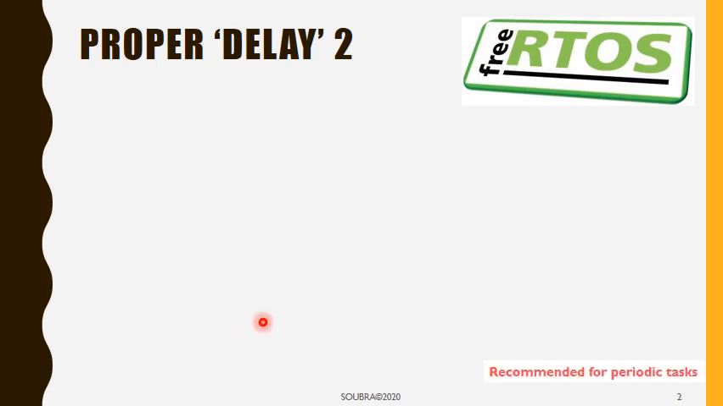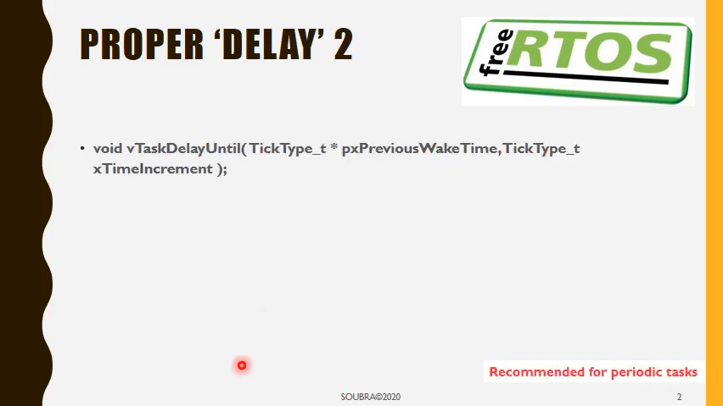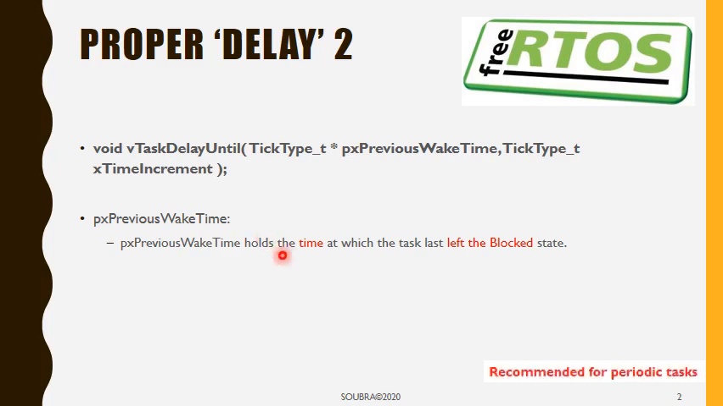Alright, so what I'm gonna introduce here is definitely recommended to create periodic tasks, and periodic tasks are tasks that are activated with a well-defined time or period of time. So in this system call here, we have something called task delay until, and we need to specify two attributes. The first attribute can be seen as a timestamp.